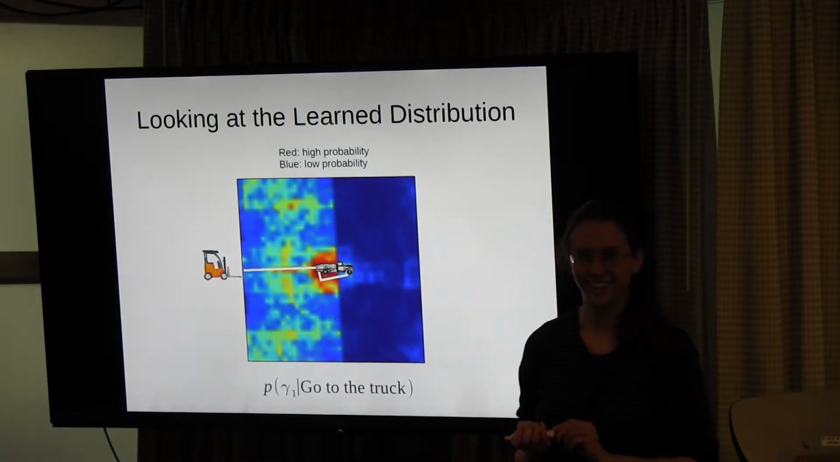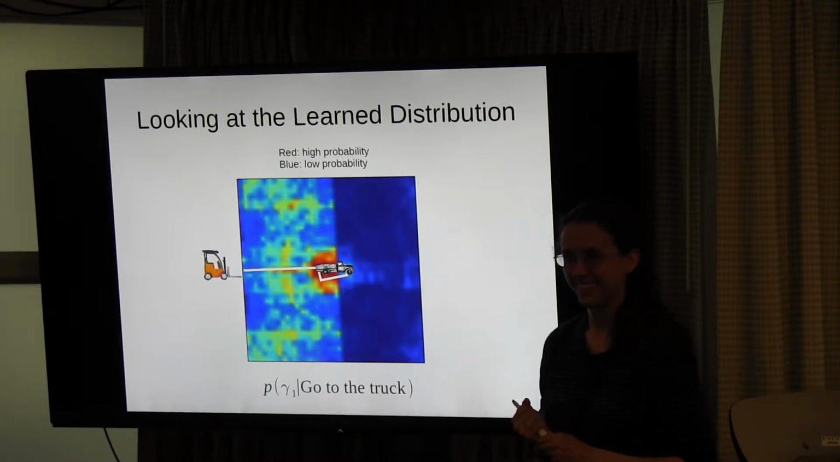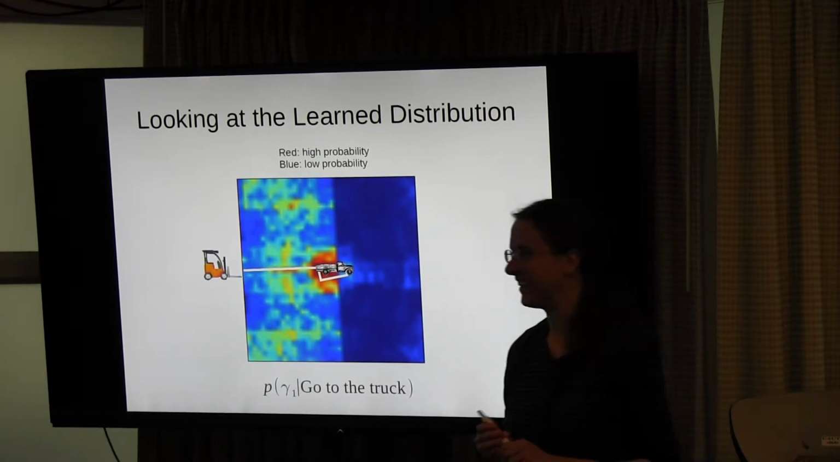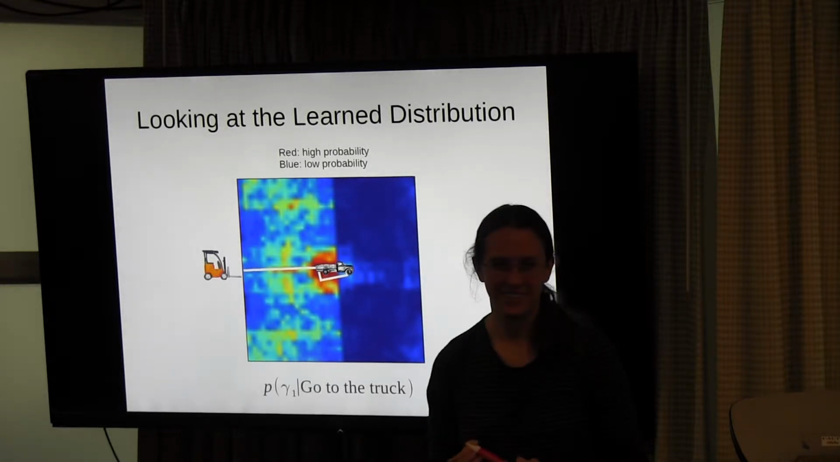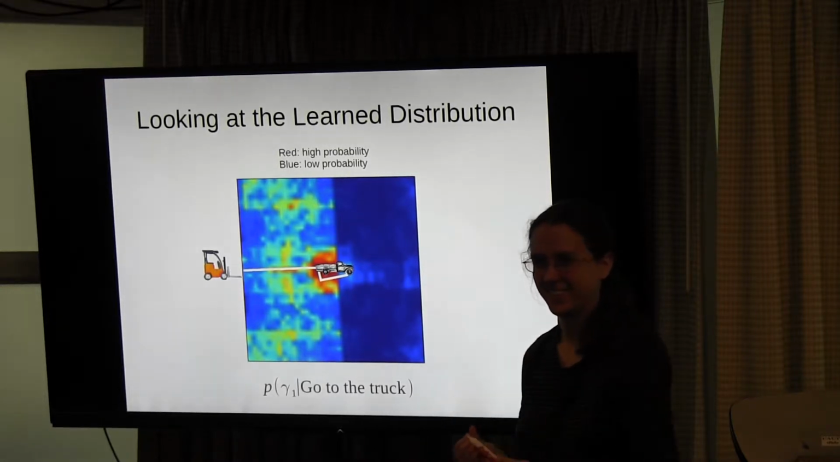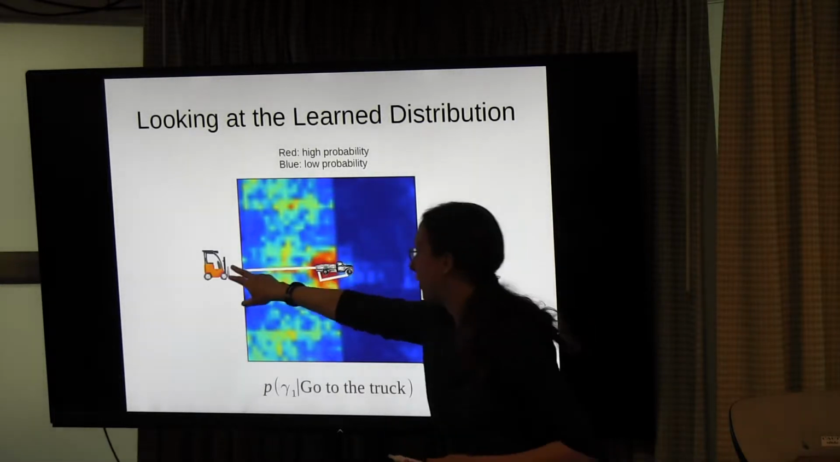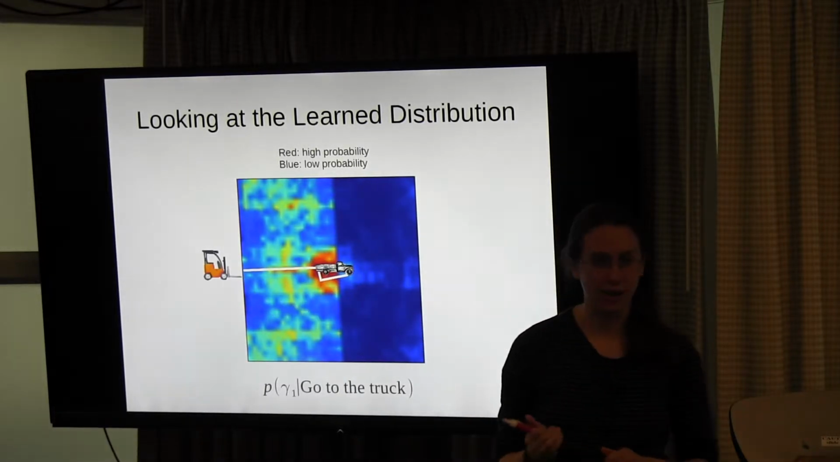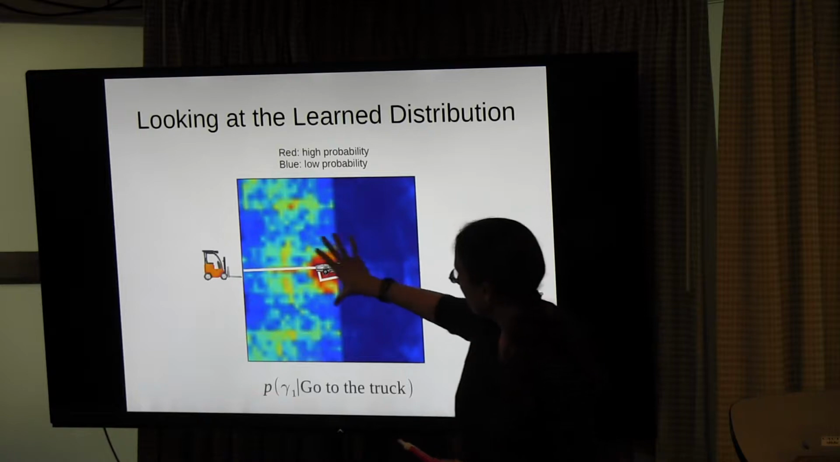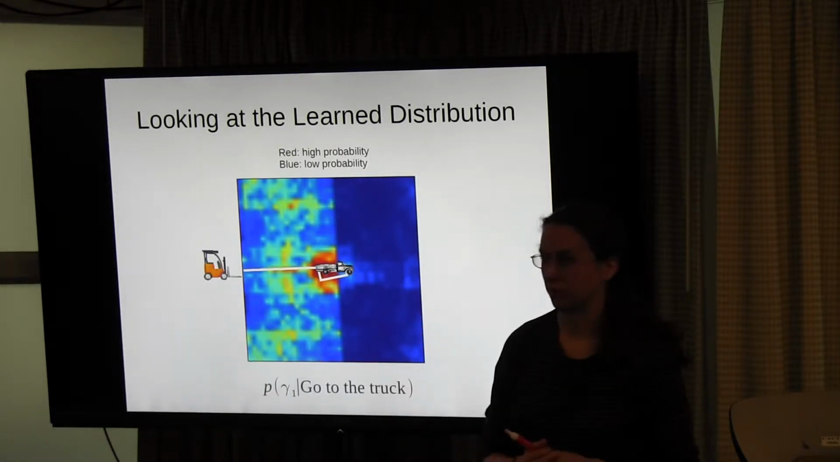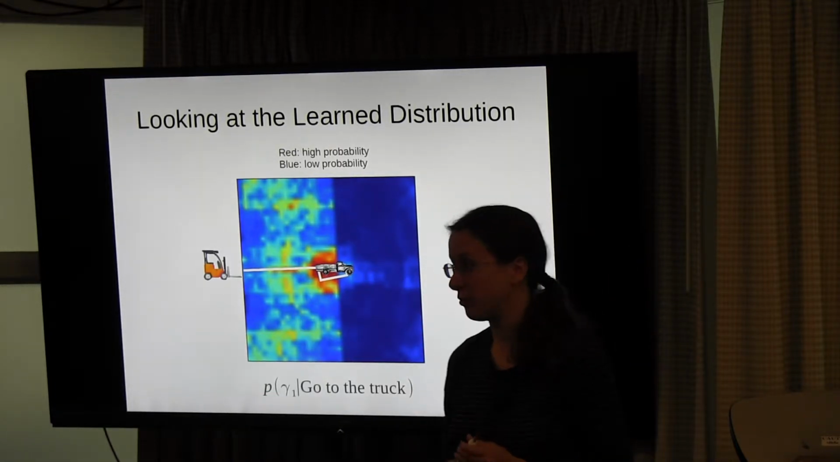What do you think? Yeah, kind of nodding. So what do you like about it? The reddest part's near the truck. Yeah, the reddest parts are near the truck. So the trajectories that start here and end near the truck, it's giving a high score to, and it's giving lower scores to other places. What don't you like about it?